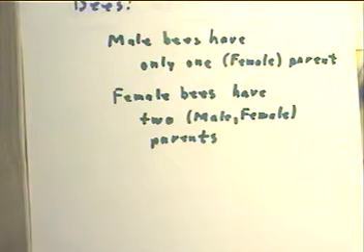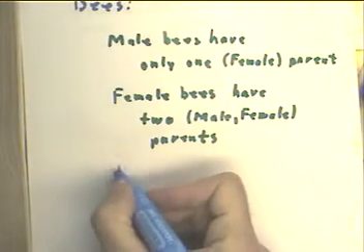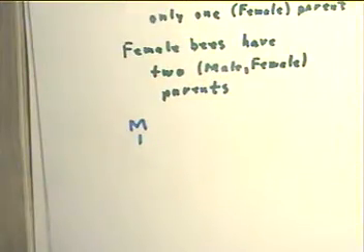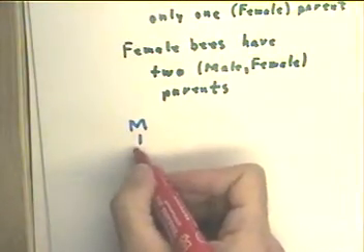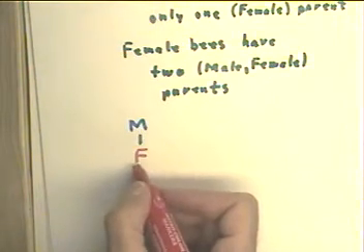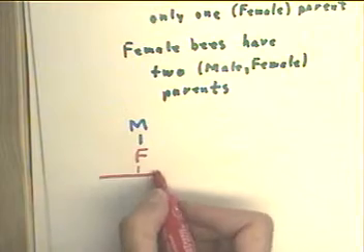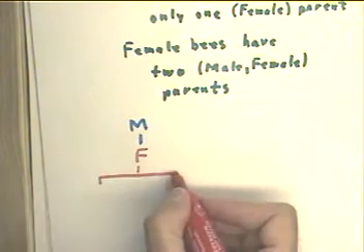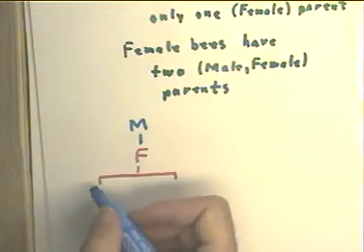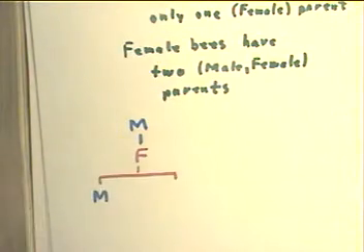Okay, let's see, we got a male bee. Now if we go back one generation, what do we have? Well, we have a female bee. Only one. A female bee. Now what's that female bee come from? Well, that female bee had to come from two parents. A male and a female.